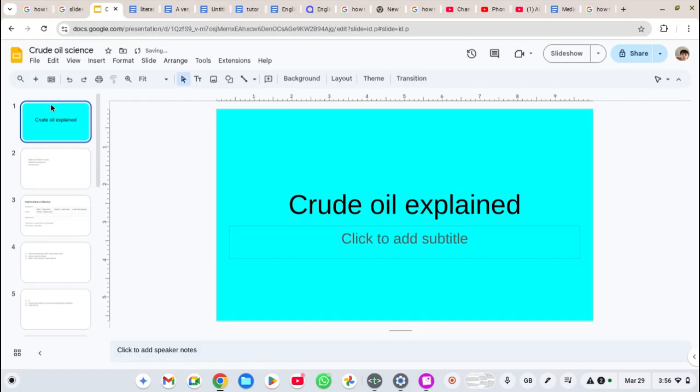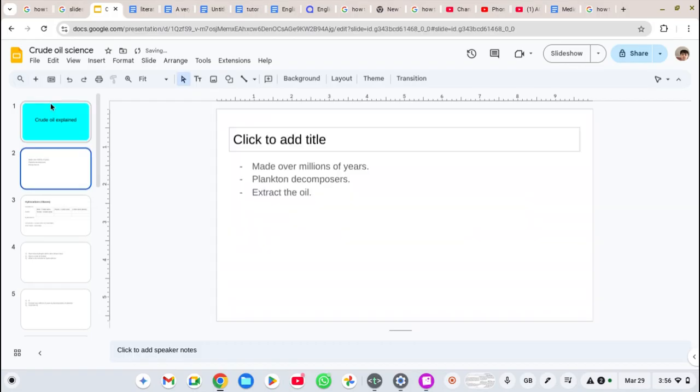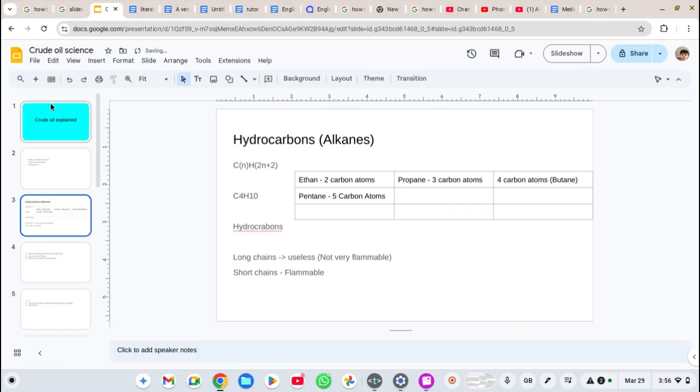Now, crude oil is made over millions of years by plankton decomposing, and then you extract the oil and stuff. It's made out of hydrocarbons, which are alkanes. The formula is CnH2n+2. So, for example, C4, 4 being n, and then 2 times 4 is 8, plus 2 is 10, so that's C4H10. And then they have names.